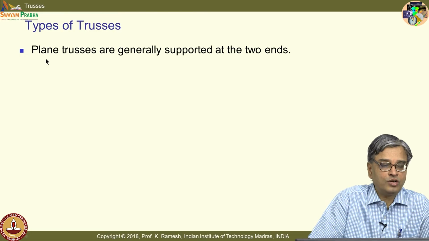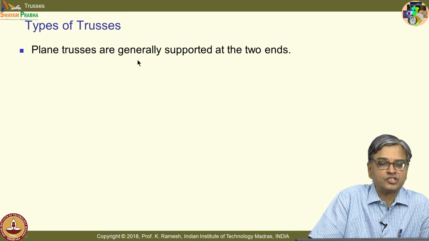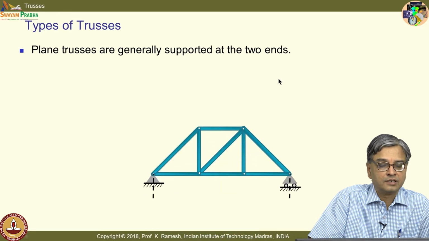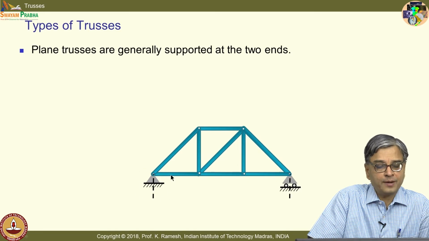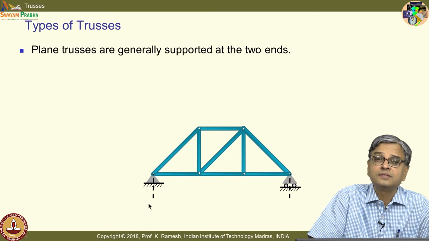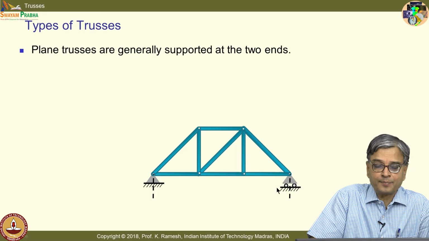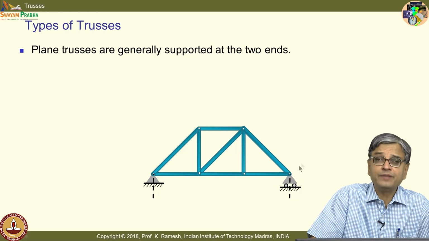You should notice that plain trusses are generally supported at the two ends, and I have a support like this. It is a symbol, fine, you should be able to interpret this symbol correctly. What is the symbol? This is a pin joint, and how is it supported on the other end? This is on a roller support. It is very, very important.